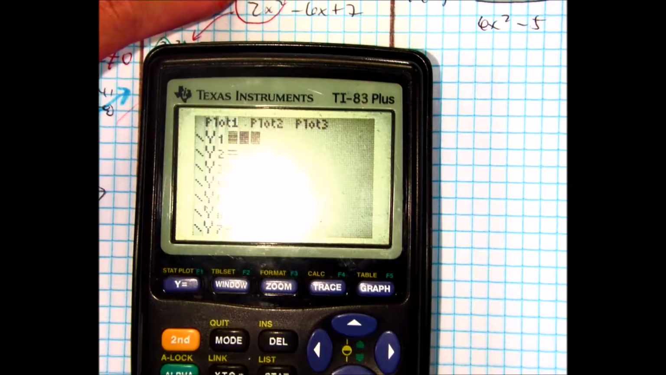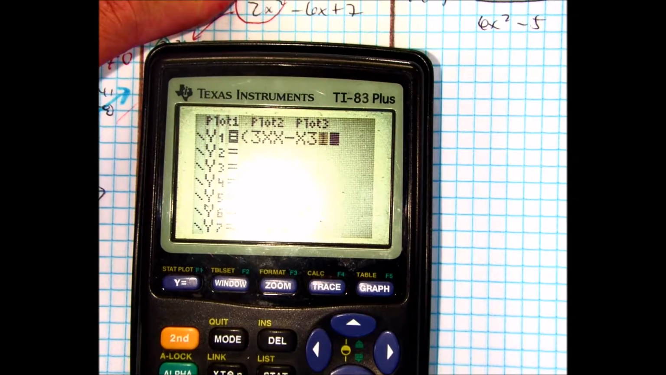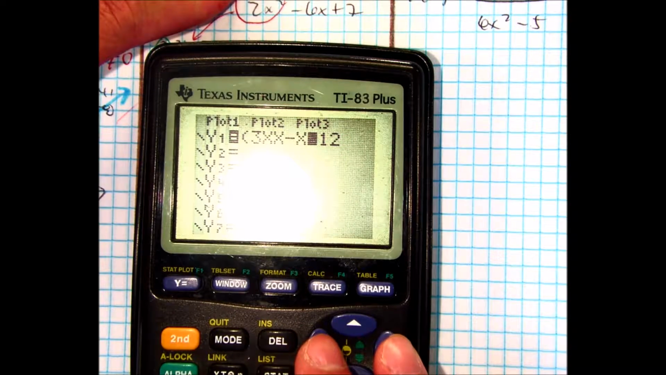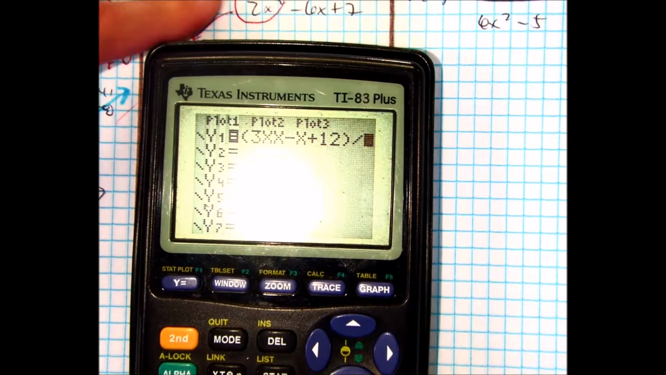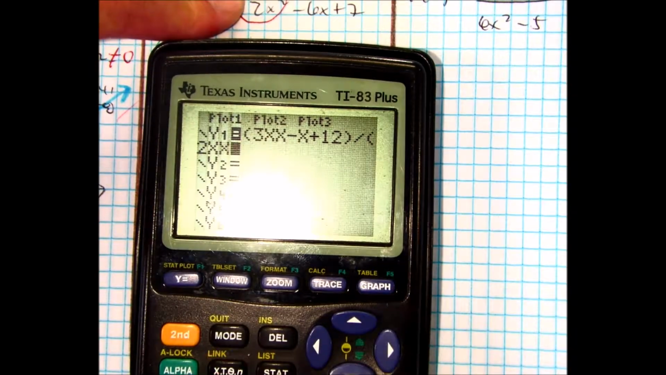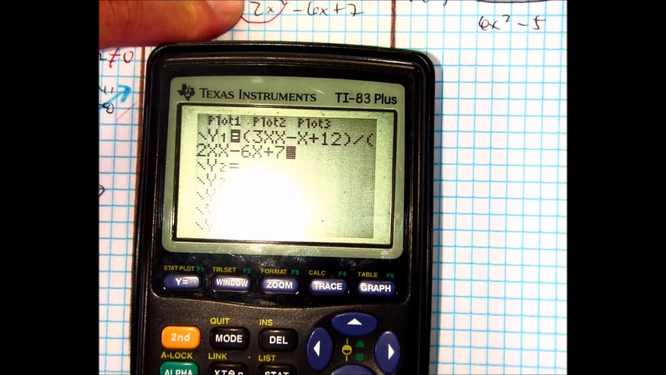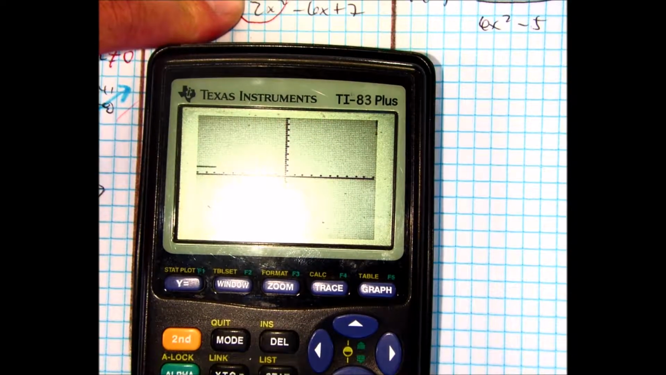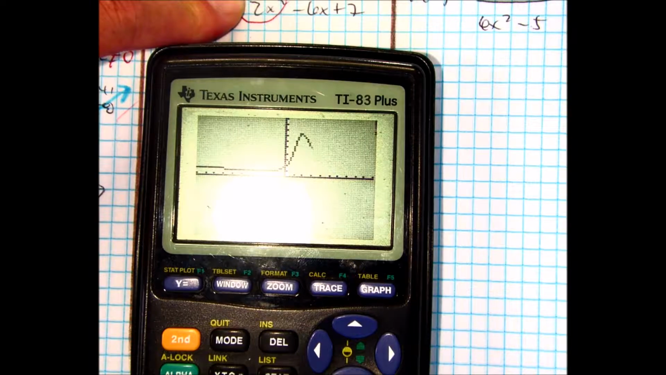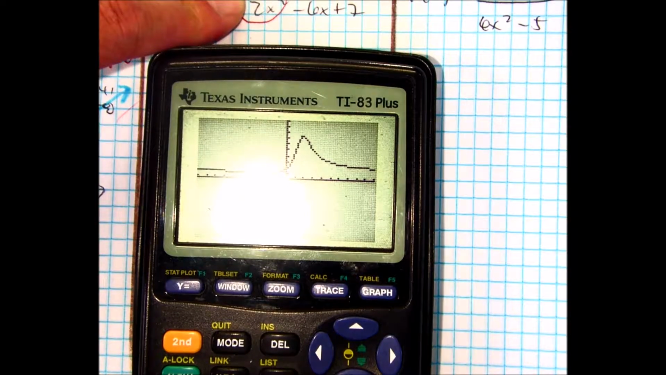Rational functions you're going to put in parentheses: 3x squared minus x plus 12. And then you press divide by, open parentheses, 2x squared minus 6x plus 7. And I'm going to do zoom 6. Let's go ahead and sketch that graph.